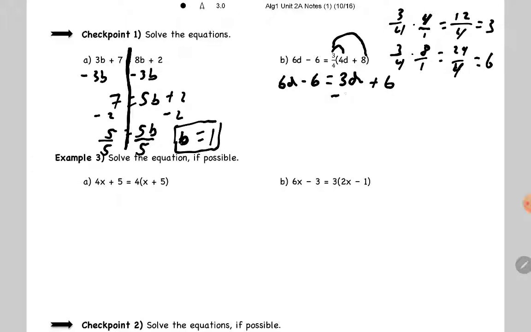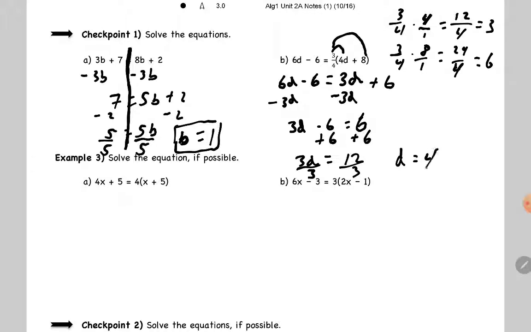I'm going to subtract 3d from both sides and get 3d minus 6 equals 6. I'm going to add 6, 3d equals 12. Our final step, going to divide by 3 and get d equals 4.